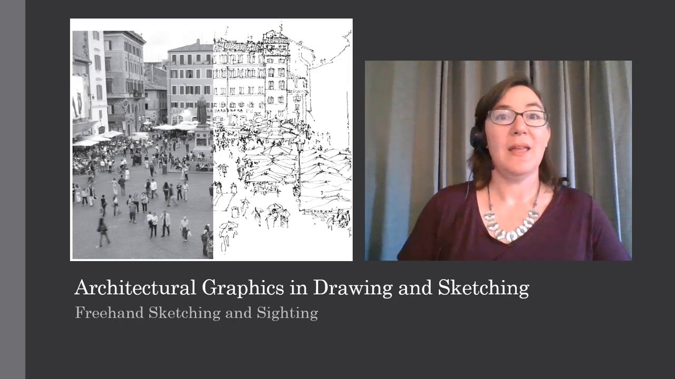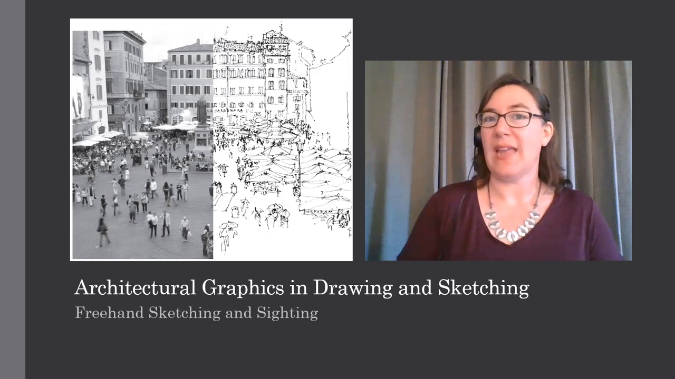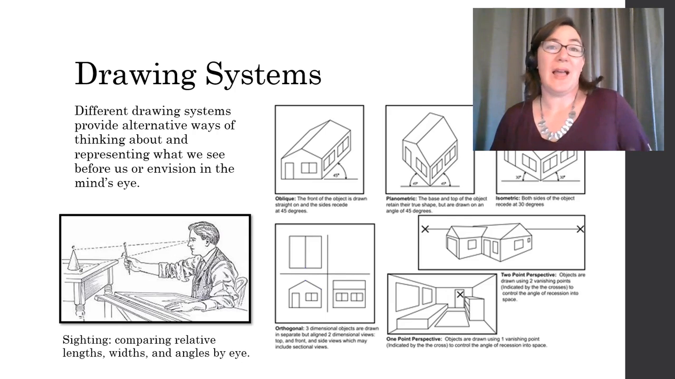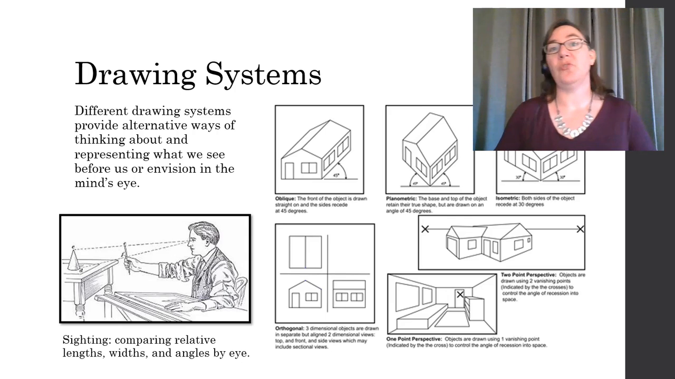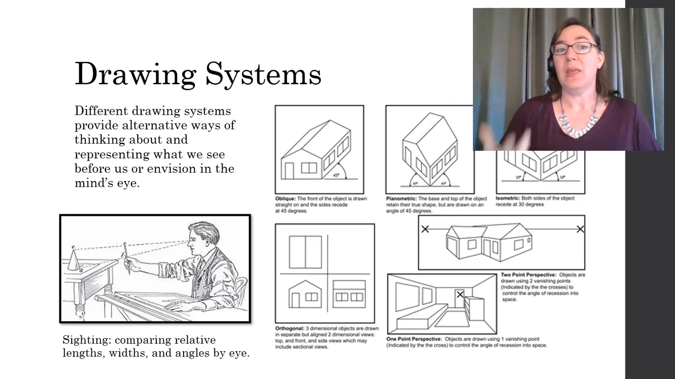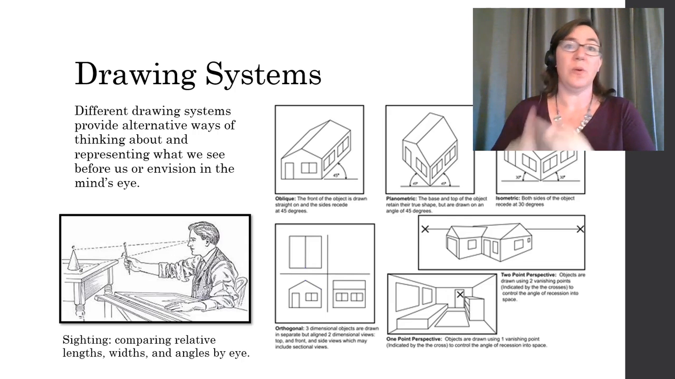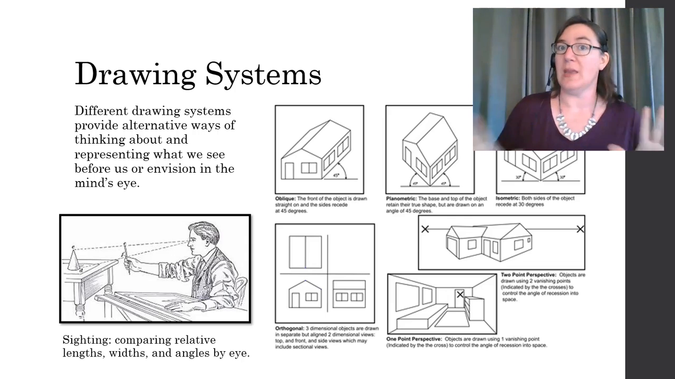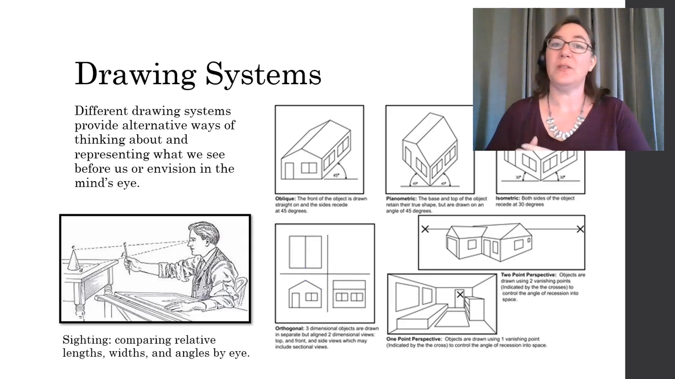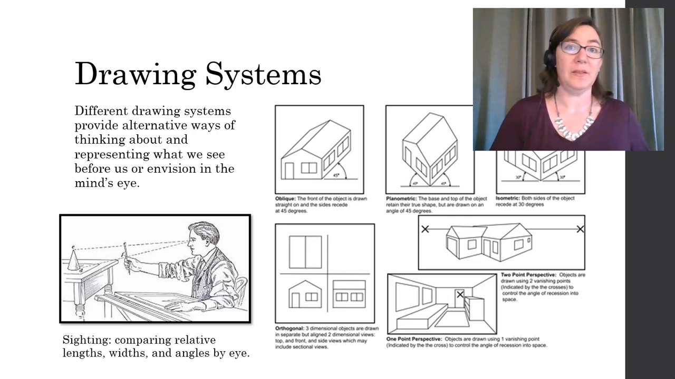Hi everyone. This week's lesson is using the sighting technique for freehand sketching. So far in this class, we've covered several different drawing systems, all of which can depict the same item in a different way. And so we've gone through the orthographic system and the multi-view format. We've talked about the isometric, the plan oblique, and the elevation oblique system.